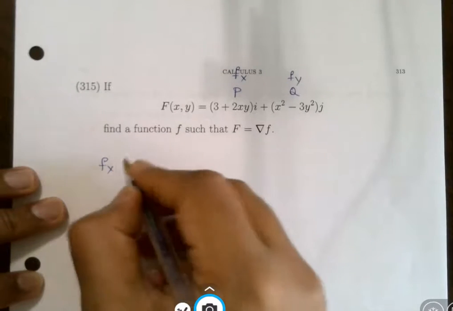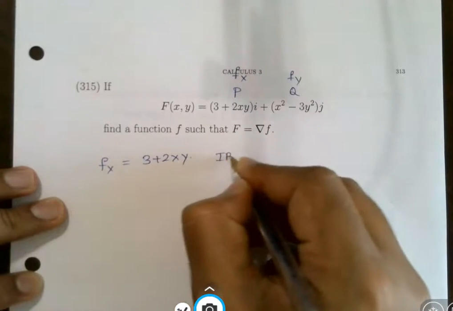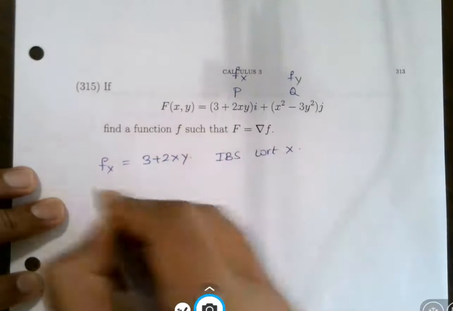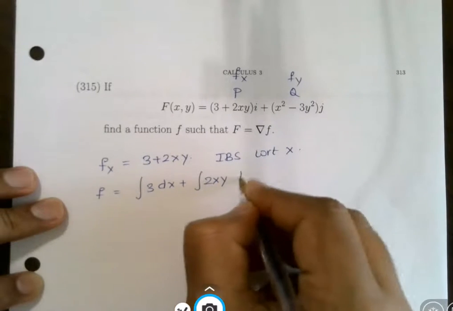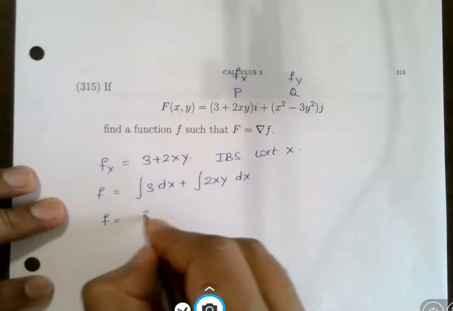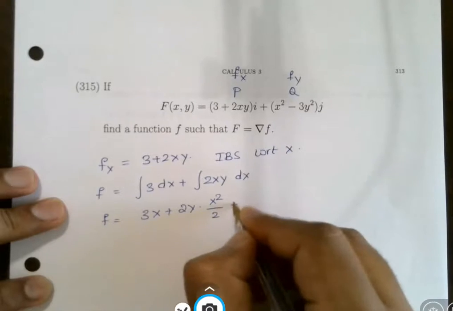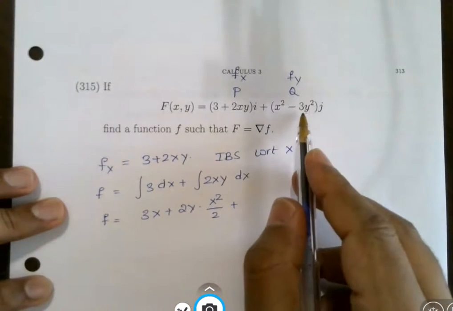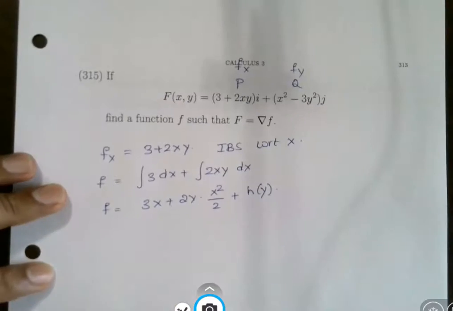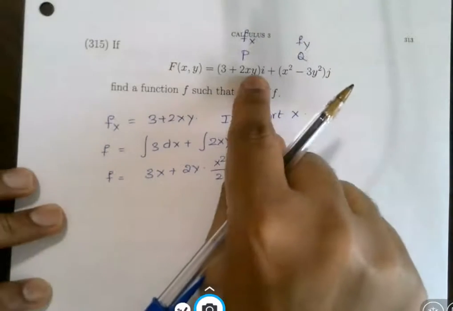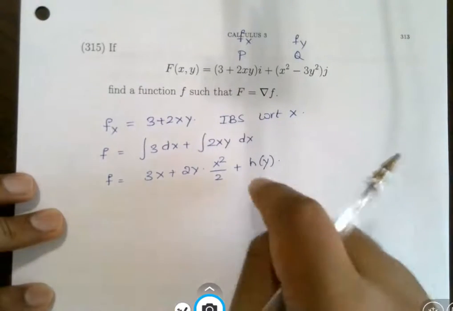Okay, so fx is going to be 3 plus 2xy. So when you integrate both sides with respect to x, you get f is going to be the integral of 3 dx plus the integral of 2xy dx. So your f is going to be 3x plus 2y, treated as a constant, times the integral of x, which is x squared over 2, plus a constant, right? But there is another variable, so you would get something like h of y. If it was just one variable, you would have got a constant, but there is another variable y and you are integrating with respect to x, so that's what it is.